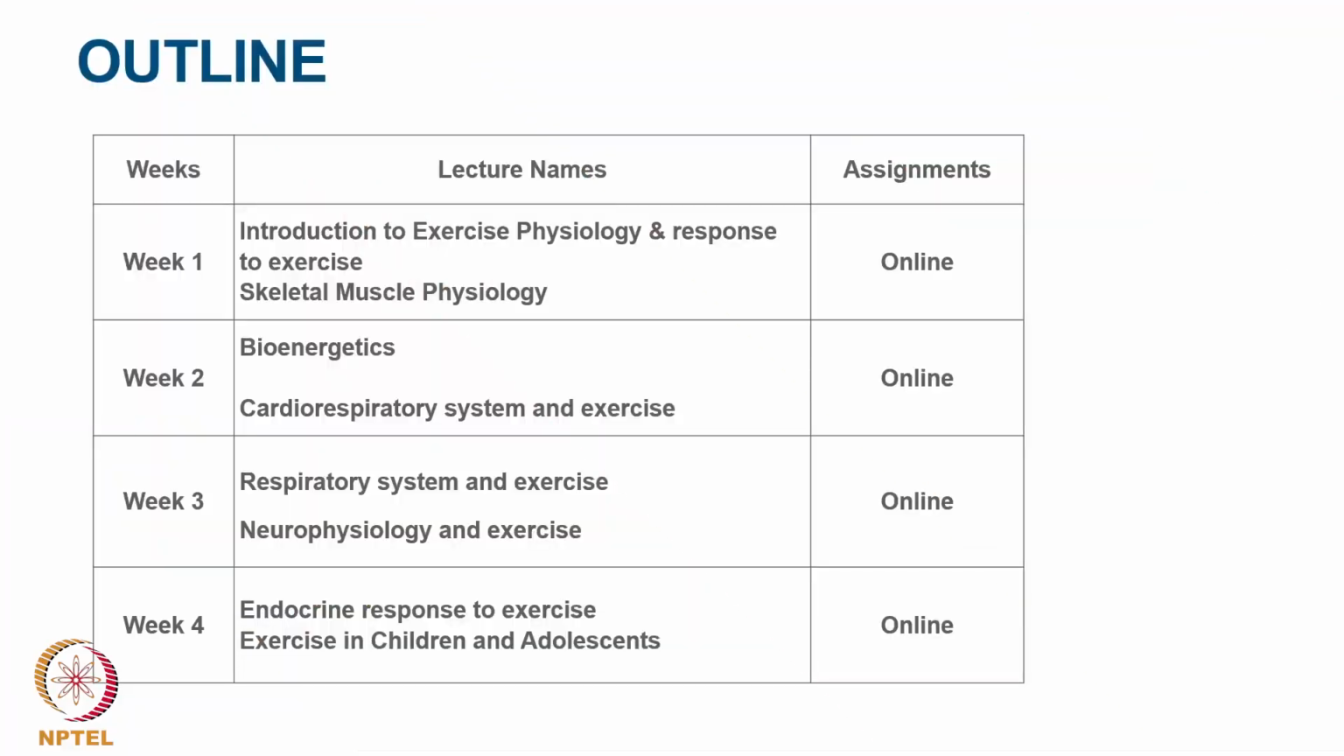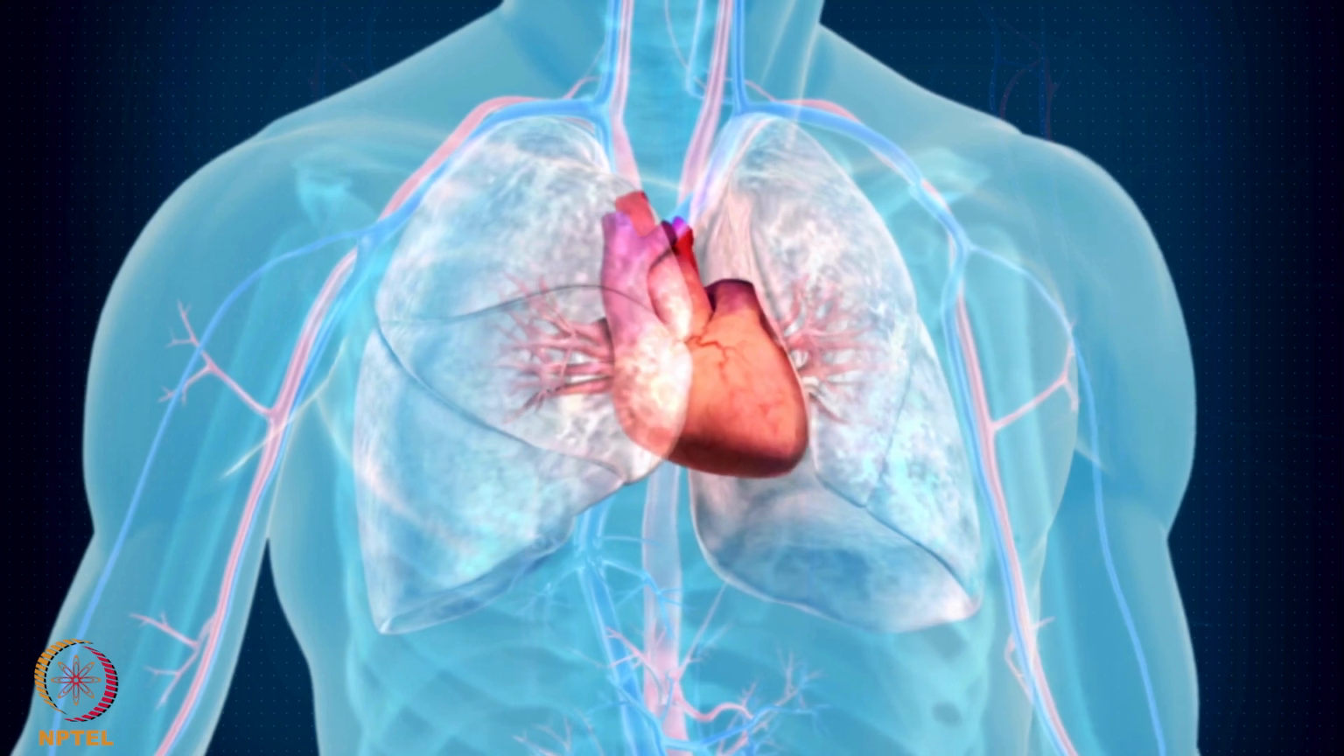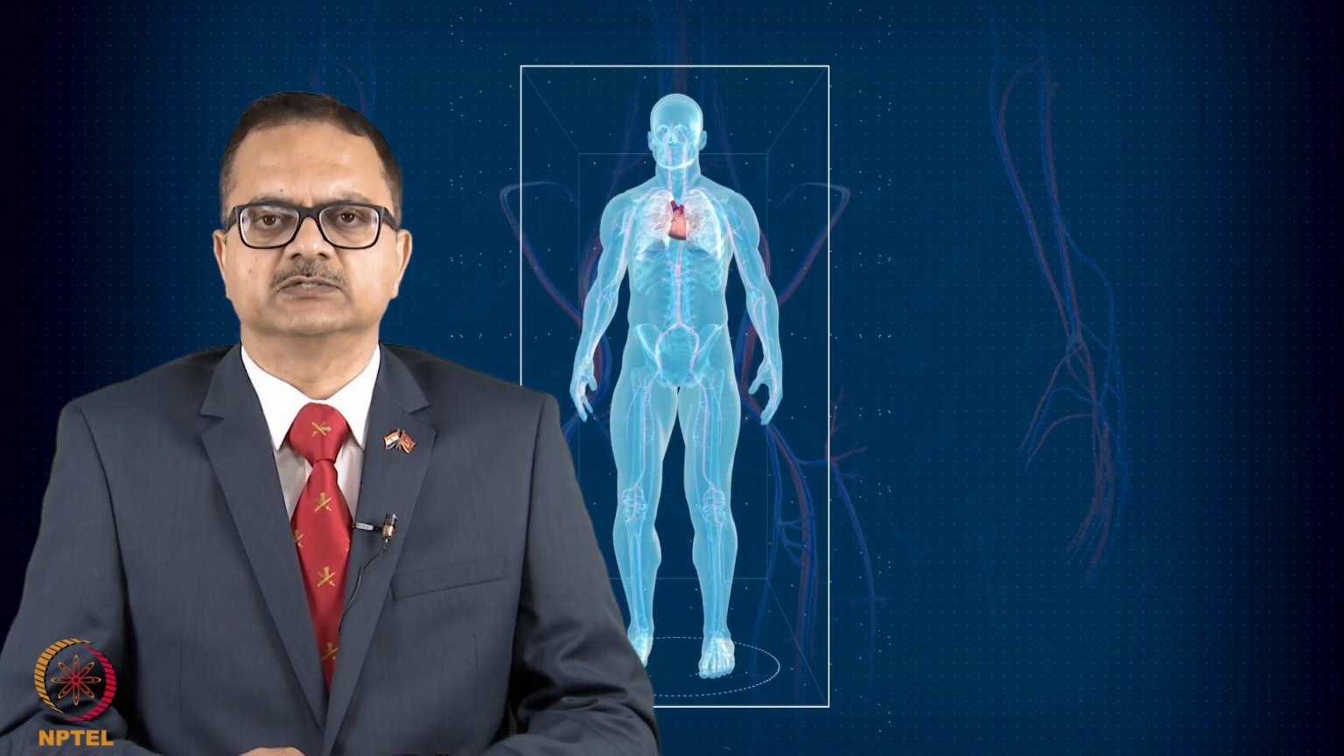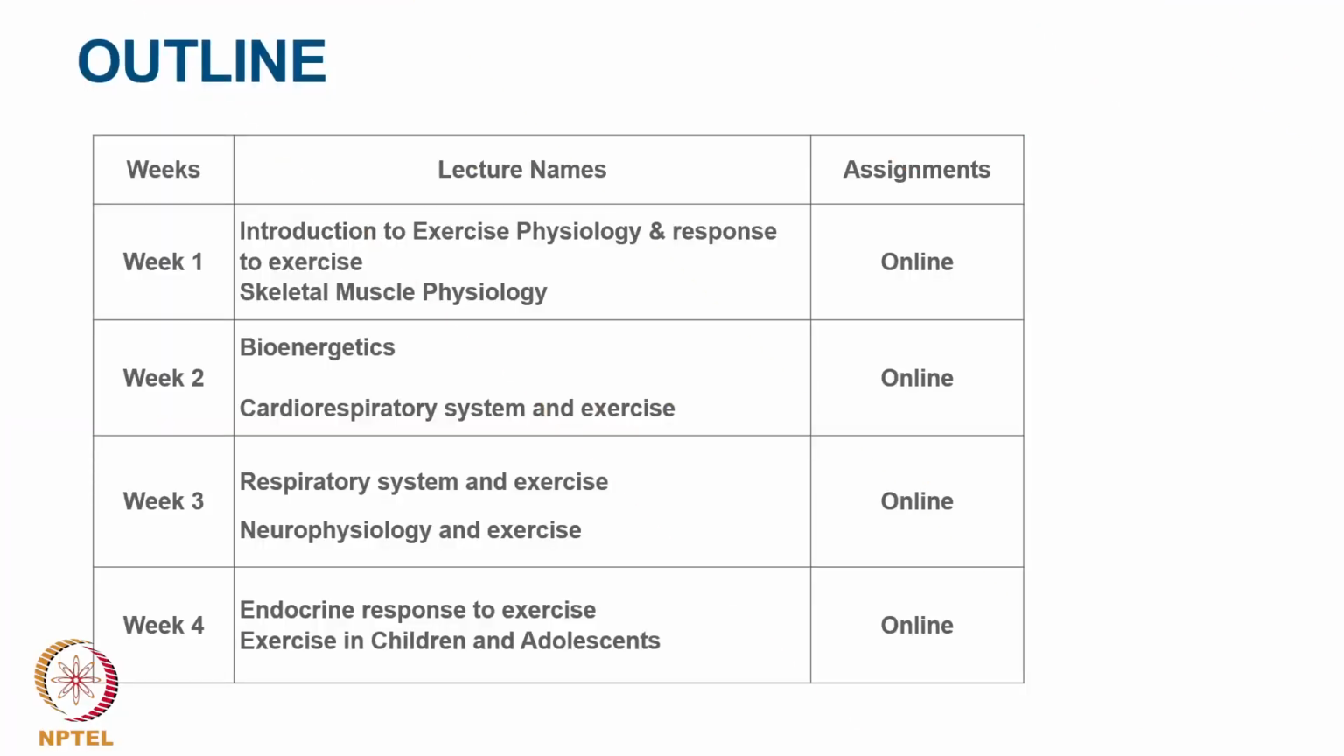In week 3, we will be covering the respiratory system and exercise and neurophysiology and exercise. In the respiratory system, we will cover the various aspects of the respiratory system. We will cover how the exercise affects the various components of the respiratory system. We will also cover what is called neurophysiology, that is the central nervous system, the peripheral nervous system, and their responses to exercise. In week 4, we will talk about the endocrine response to exercise, how exercise affects the hormones and how the various hormones affect exercise.